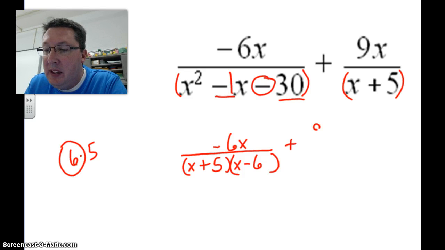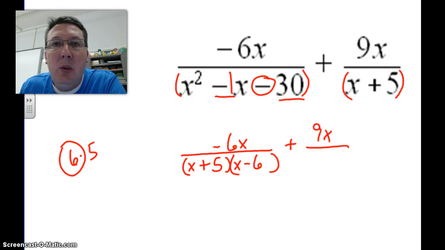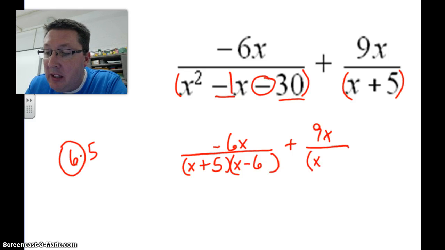Second fraction, I have 9x on top. On the bottom, x plus 5. Can I do any factoring to that? Look for a common factor. These guys don't have anything in common, so there's nothing I can do there. It's not an x squared, so I really can't do anything to that. So that's going to stay x plus 5.